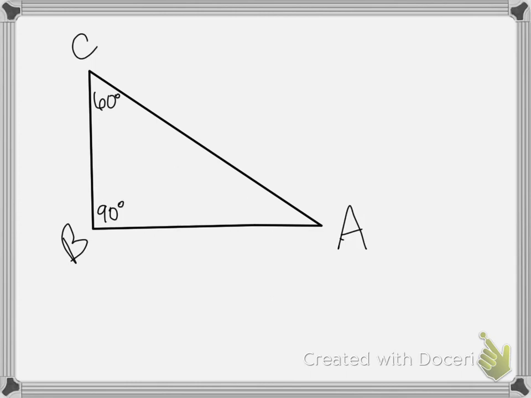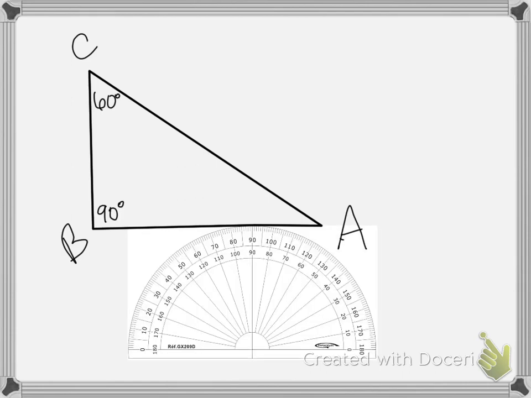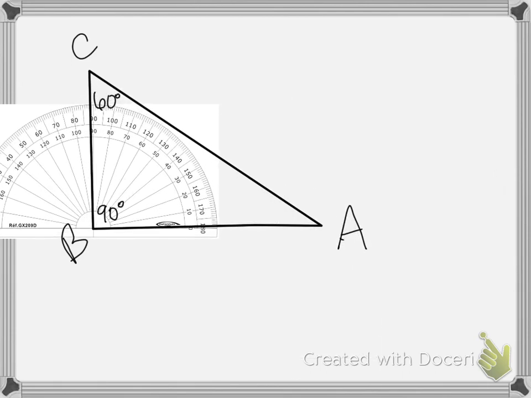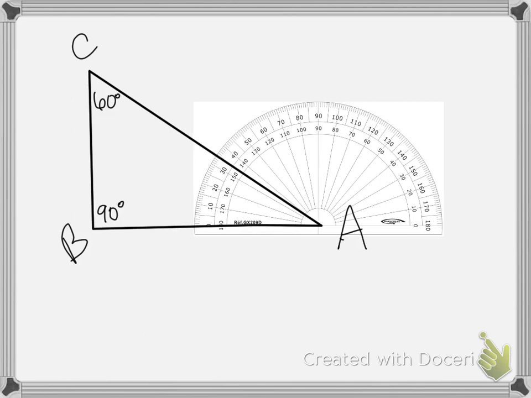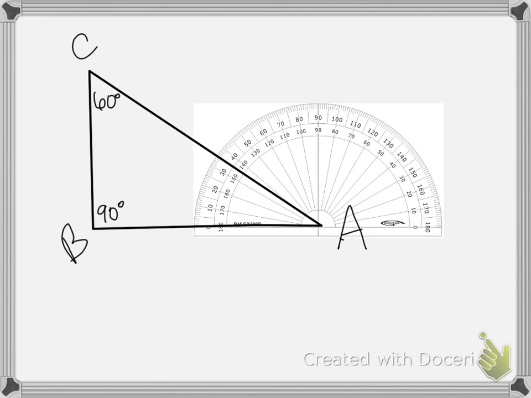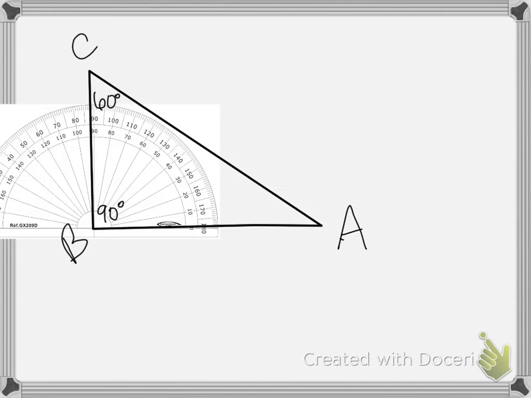Now, with a triangle, we have the 3 angles. And to figure out how much an angle is, we can use our protractor to measure it. Okay? So if I measured angle B, I would see that it's 90 degrees. And it looks like angle A is about maybe 35.